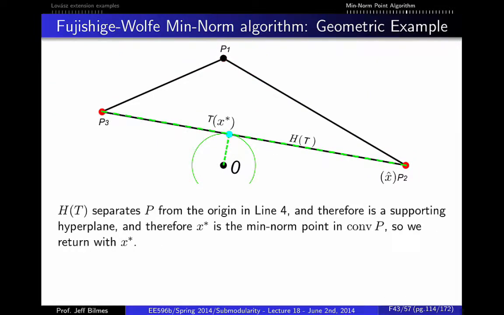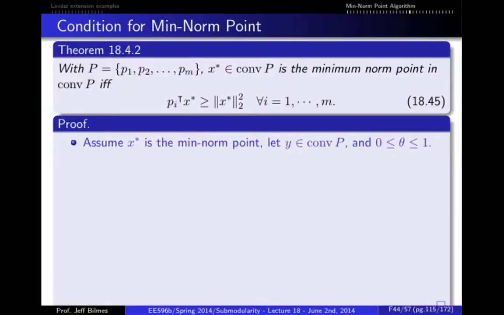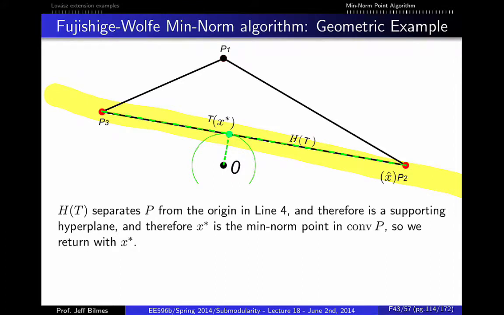Okay. Now in this particular case, h of t, this hyperplane is this whole thing, right? And it is in fact a supporting hyperplane of P. And so therefore, x star is the minimum norm point, and we return with the minimum norm point. And that's how the algorithm works. Okay, any question about the run through the algorithm?